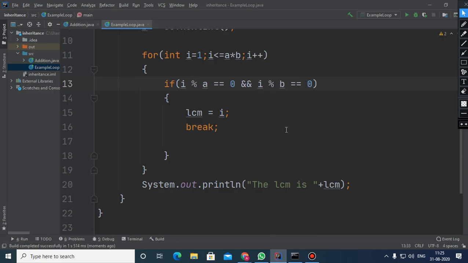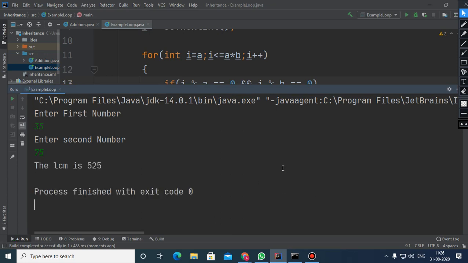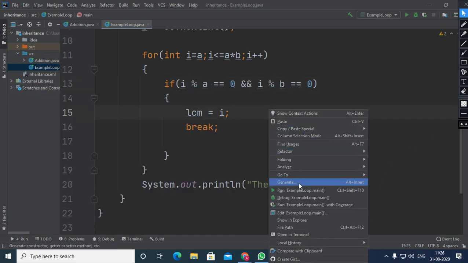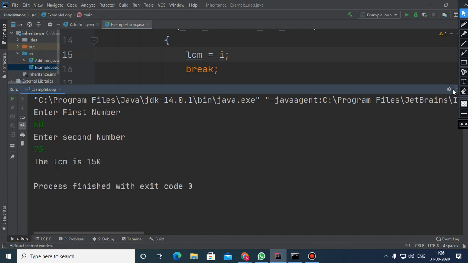Yes, we can start from any number. Suppose we have started from A. If you have entered 35 and 75, it is 525. But suppose I am just having the values like 50 and 75. Yes, it is giving the correct answer.